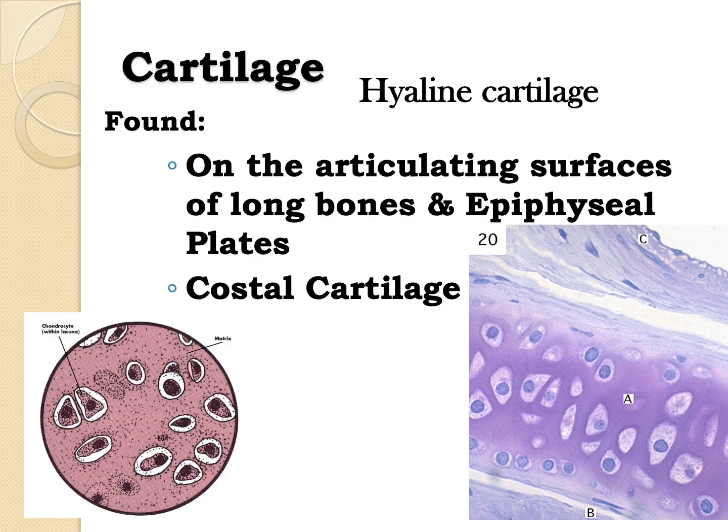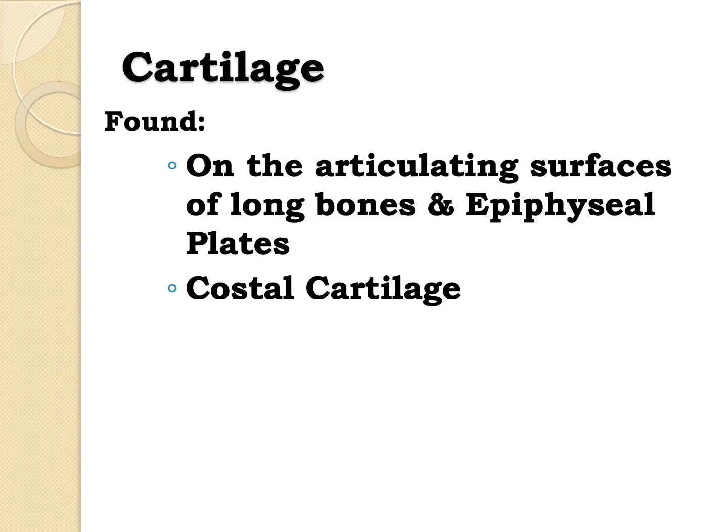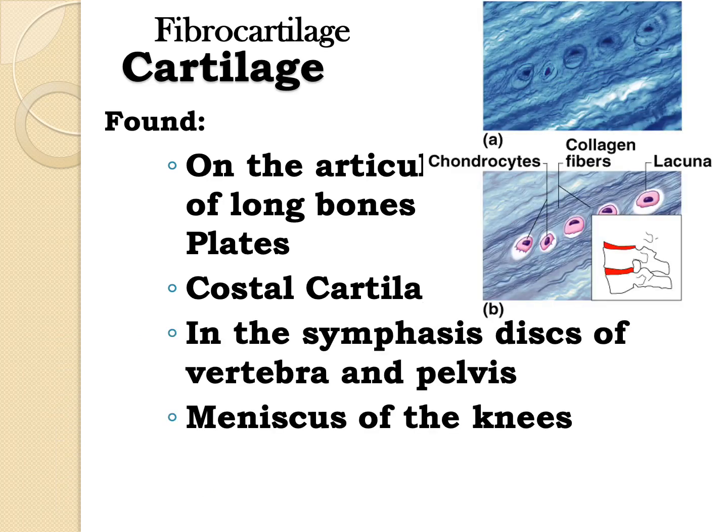We will also see them on the articulating surface edges of the bones, as well as within the epiphyseal plates of the long bones. These will be the principal tissue that we see within the costal cartilage, as well as within the nasal cartilage. The next we see are the fibrocartilage. And when we're looking at fibrocartilage, we will find them in the discs, such as the intervertebral discs, the pubic symphysis, and the menisci of the knee.